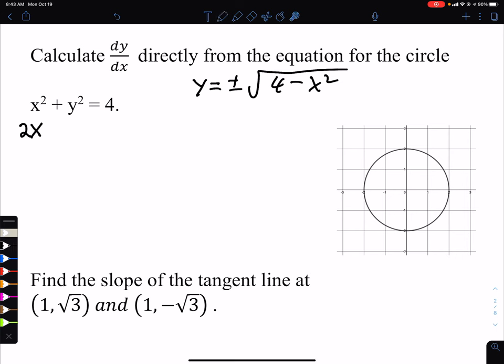But here's where it gets tricky. Y squared: y is not your variable. Y is your function. Y is some function if you solve for y. So that's kind of crazy. So what do we do? Well, this is chain rule. Last chapter, when you had a function inside of another function, you used chain rule. So that's what we're going to do here.